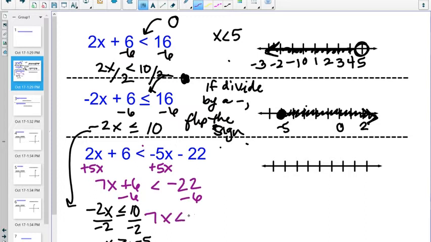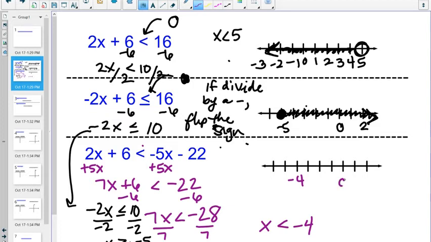7x less than -28. Now here's where people get a little confused, because are you dividing by a negative number or dividing a negative number? Okay, I'm dividing by +7, so I don't have to worry about switching the sign, and I get x less than -4. So that's the tricky part here, is remembering if you divide by a negative number, not divide a negative number.